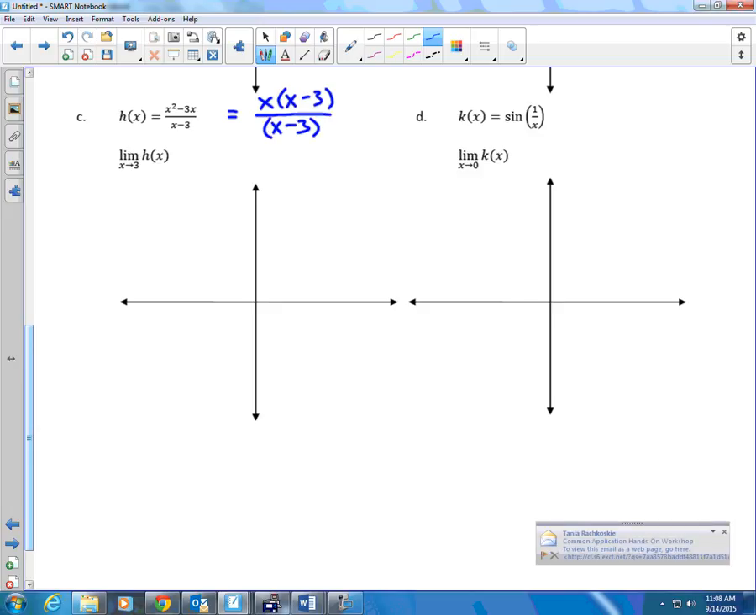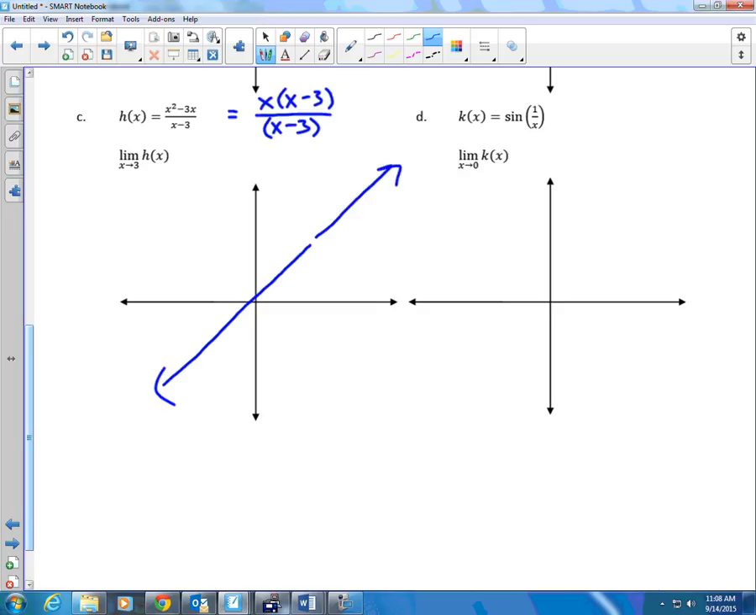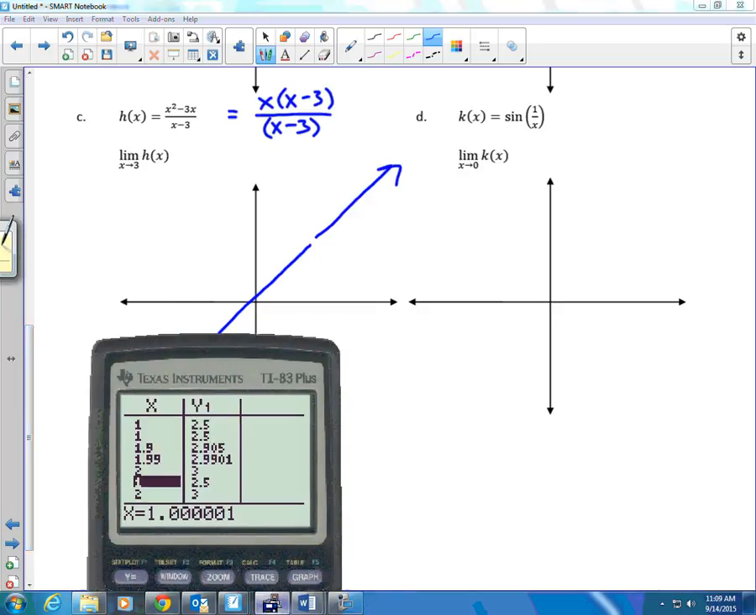What do you notice happens to the x minus 3? And so the graph really wants to look like this. It wants to look like x. What does the graph of x look like? Yep. But it does have a gap in it. And just to prove it to you, we'll go to our calculator.